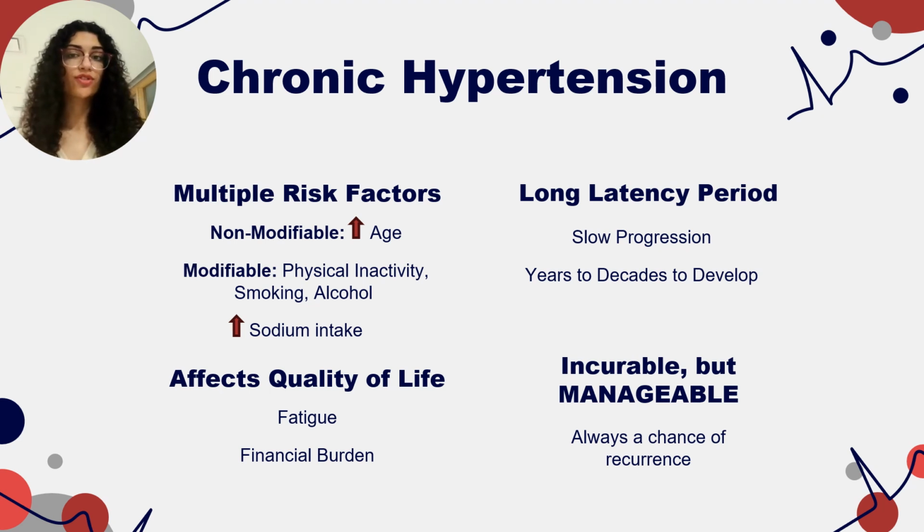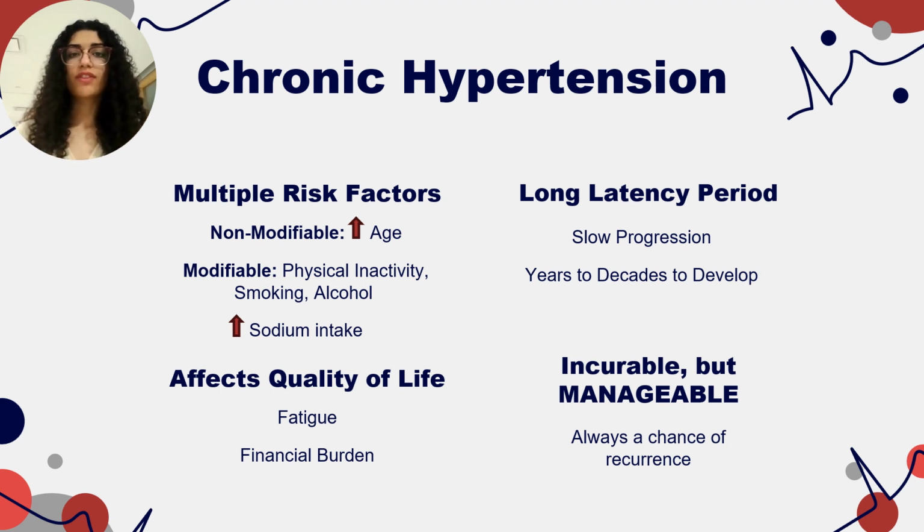However, most risk factors are modifiable. This means we have control over them. These include physical inactivity, smoking, alcohol use, and a poor diet. Most critically, a high sodium intake has been associated with 32% of cases. So because of all of these risk factors, hypertension often has an uncertain etiology. It's difficult to determine exactly which factor caused the hypertension, or if it's a combination of multiple factors.